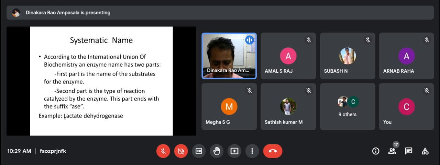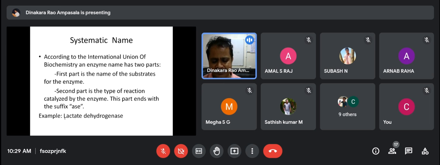People got confused by these trivial names. They had to read and study the function of each enzyme, what that molecule is, what that enzyme is. So later, to avoid this confusion, people started giving a special nomenclature to these enzymes in a systematic way. According to the International Union of Biochemistry, an enzyme name has two parts.